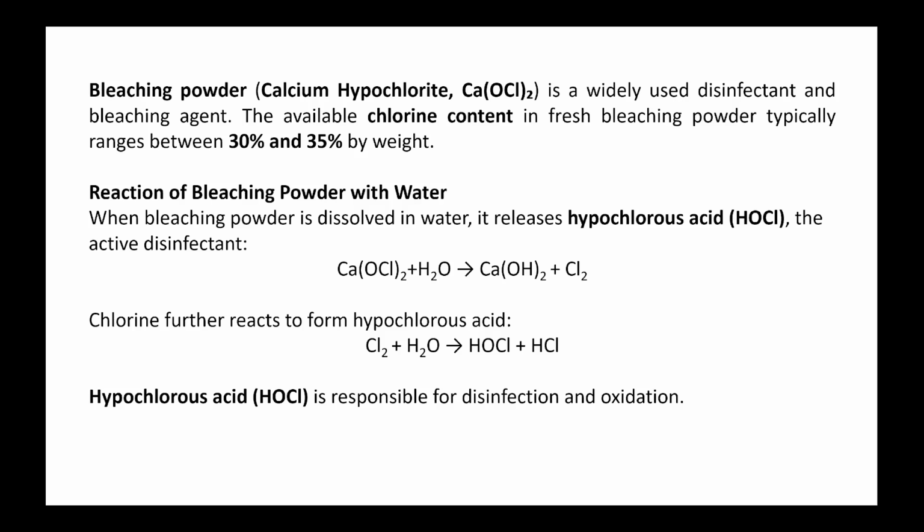Okay, and the color bleaching is basically due to oxidation. All the disinfection and oxidation that is happening when we add the solution of bleaching powder to any surface is due to the formation of hypochlorous acid. And that is why the solution is hot, because all these reactions release some amount of heat.